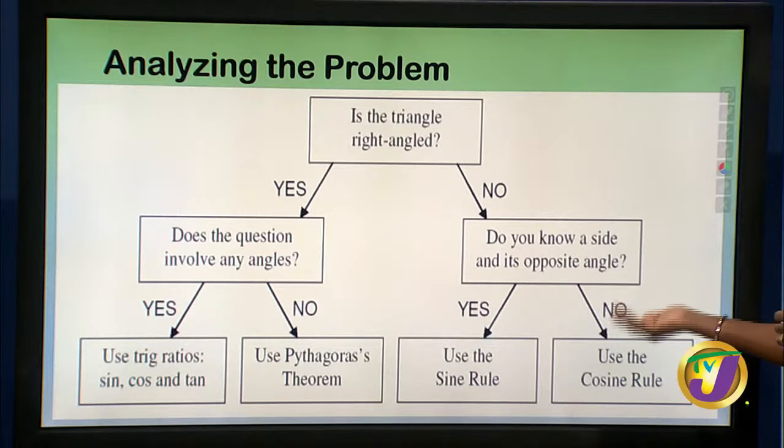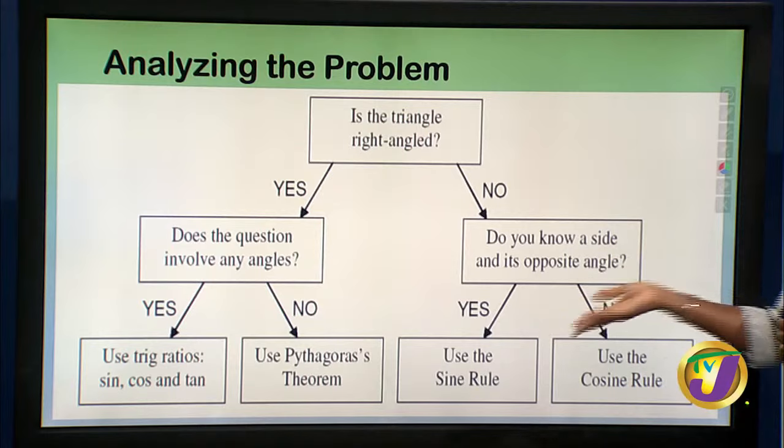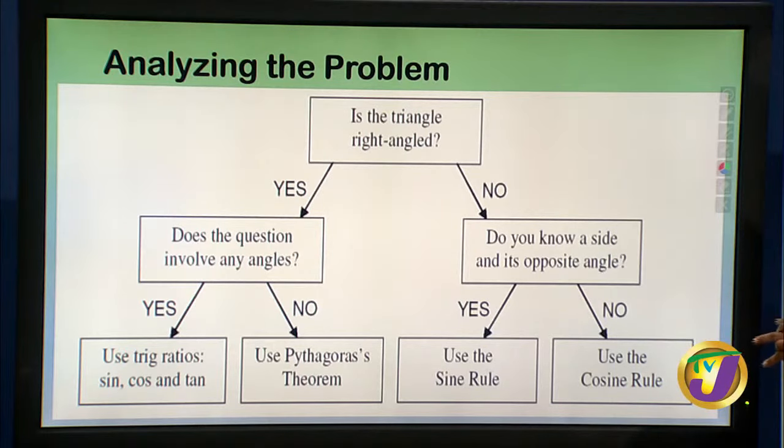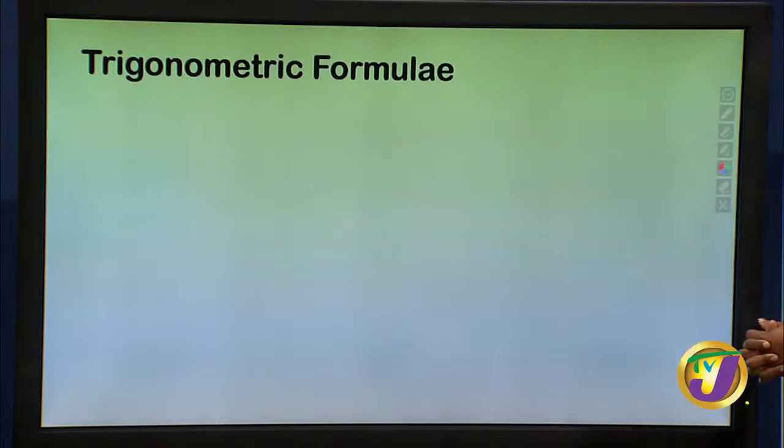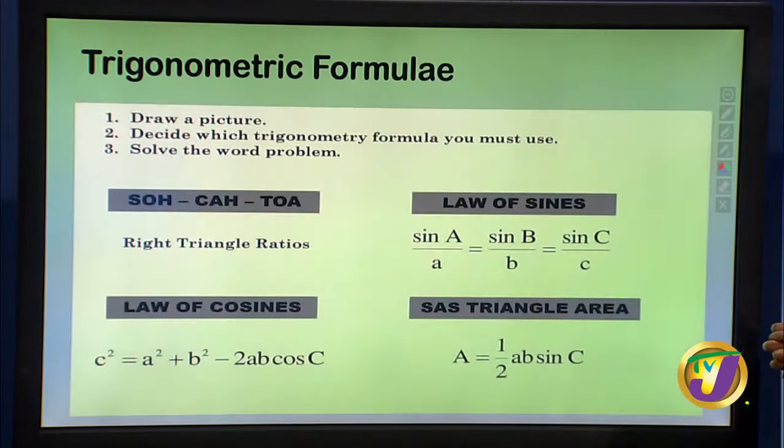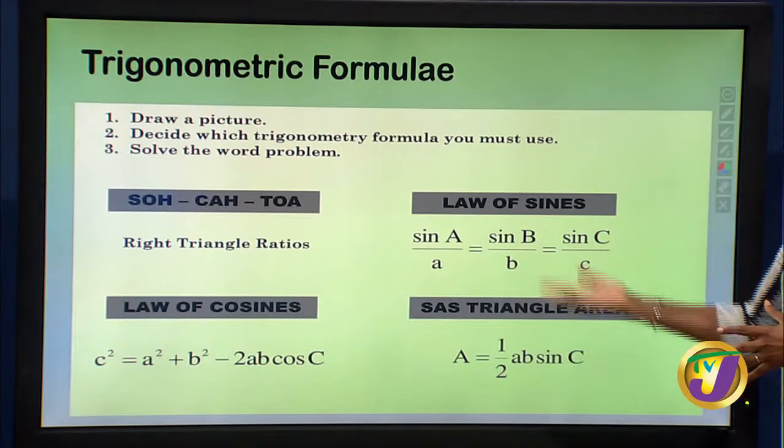So let's look at the sine rule, the cosine rule, and the trig ratios in summary. So here we have it. As we said, you can always draw a picture and decide which formula you're going to be using, and then you're going to solve the problem that you're given. So here we have 4 such methods that you could use based on what you're given.